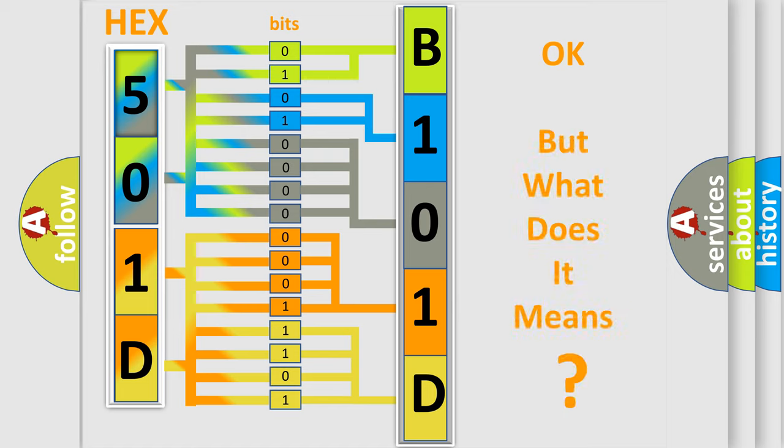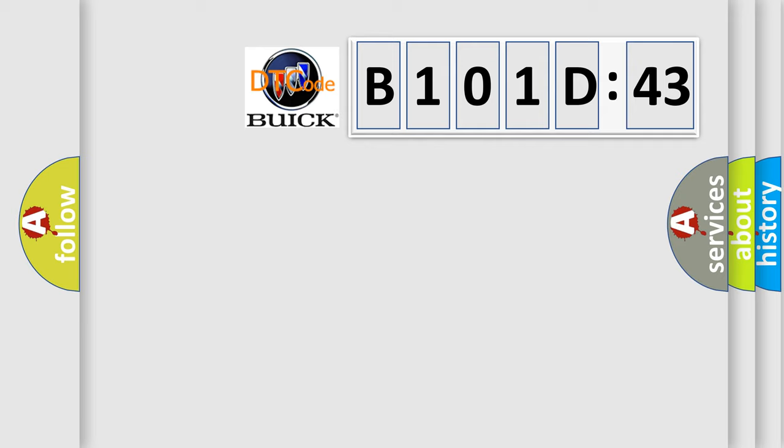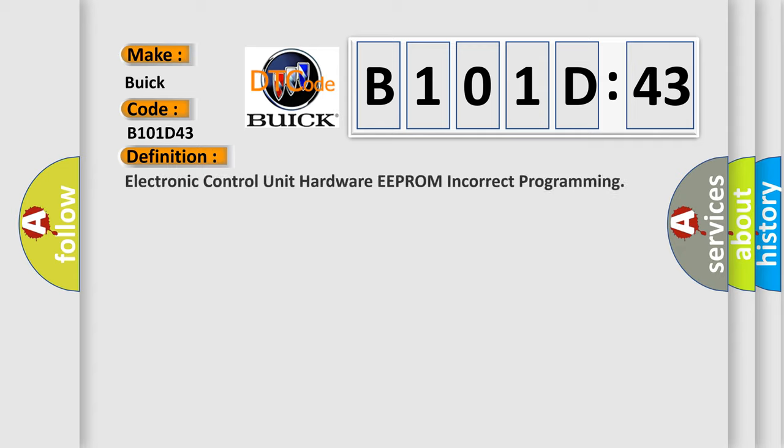The number itself does not make sense to us if we cannot assign information to what it actually expresses. So, what does the diagnostic trouble code B101D43 interpret specifically for Buick car manufacturers? The basic definition is: electronic control unit hardware EEPROM incorrect programming.